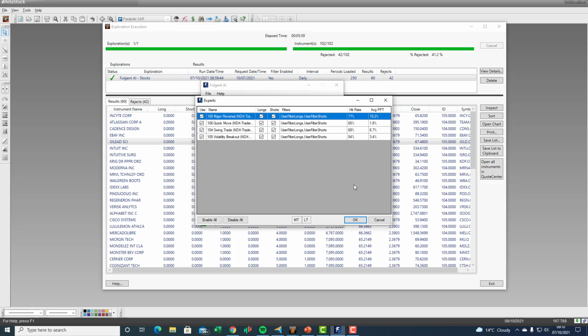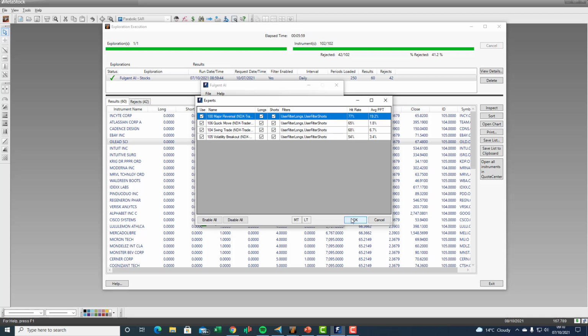Now, the AI engine that I'm using for this particular presentation is the NASDAQ 100 AI that I've trained and developed. The major market reversal signal has a probability of success of 77% with an average profit per trade of 19% over the testing period. This involves thousands of trades. Quick move is a nice swing trade strategy that's on average 65% accurate with 1.8% average profit per trade, also over thousands of trades in the testing period. The swing trade is a 68% accurate AI with 6.7% average profit per trade, and the volatility breakout signal is 54% on average with a 3.4% average profit per trade. So you can see these trading statistics are exceptionally high in terms of probability of success.